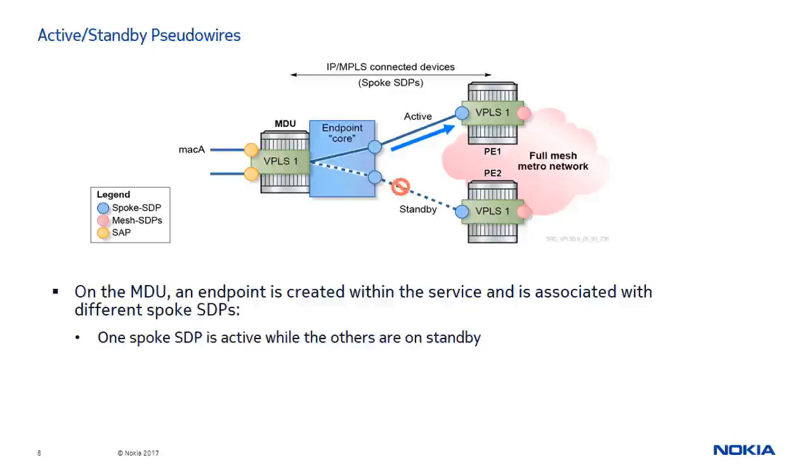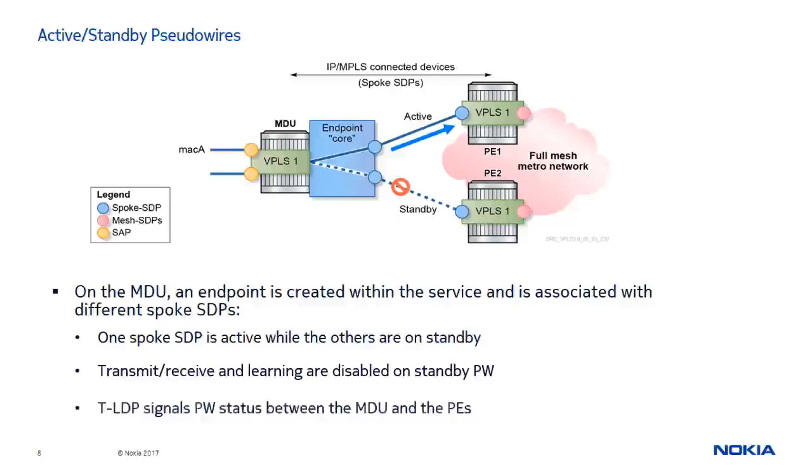In addition, transmit, receive, and learning are disabled on the standby pseudowire, and TLDP is used to signal pseudowire status between the MDU and PE routers. In this manner, the PE routers learn the spoke state and can take appropriate actions when the active spoke SDP fails and a new spoke SDP becomes active.